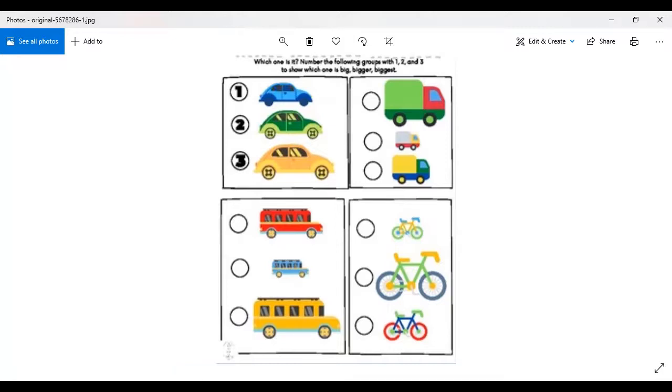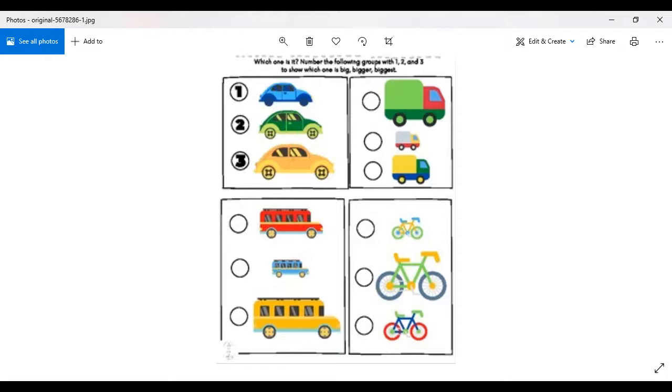So look at the cars. Which one is the big? The blue one, right? Which one is bigger? The green one. And which one is the biggest? This mustard one. Excellent. Now look at the trucks. Which one is big? The middle red one, right? Okay. Which one is bigger? The green and yellow one. And which one is the biggest? Green and red one. Very well done.